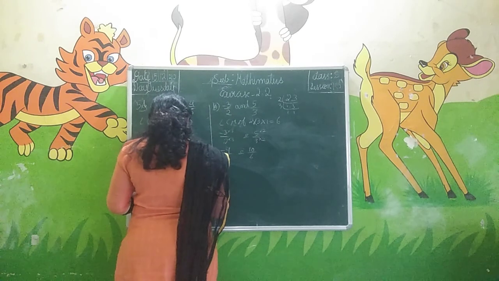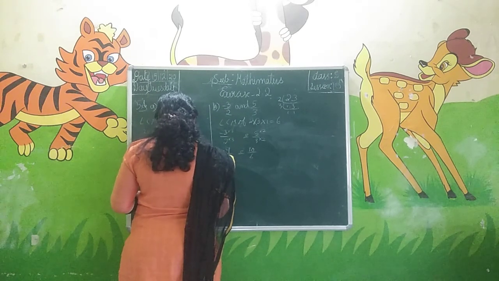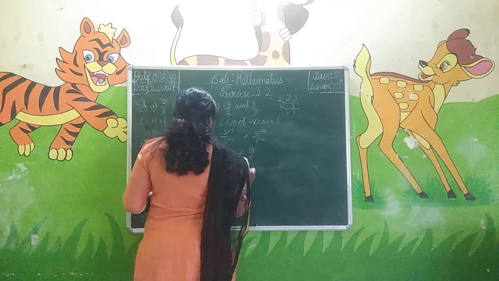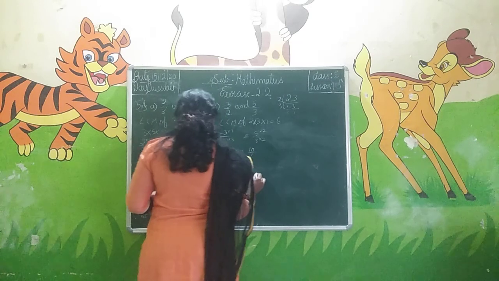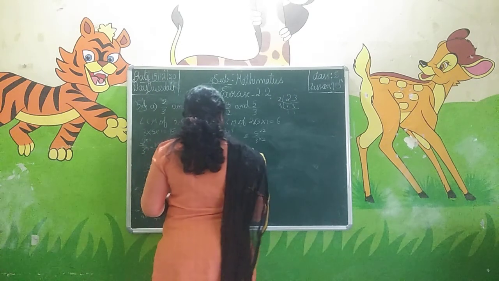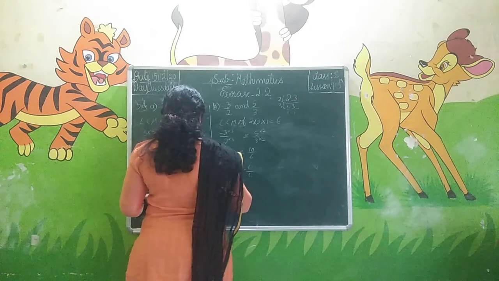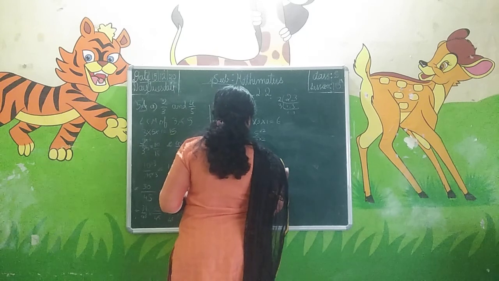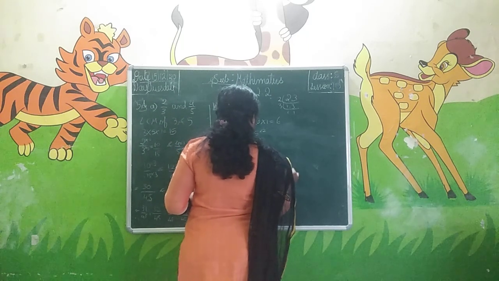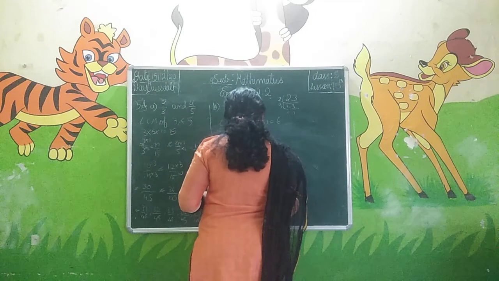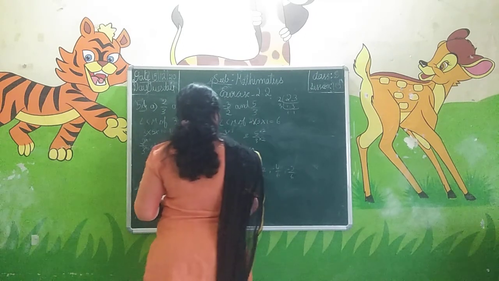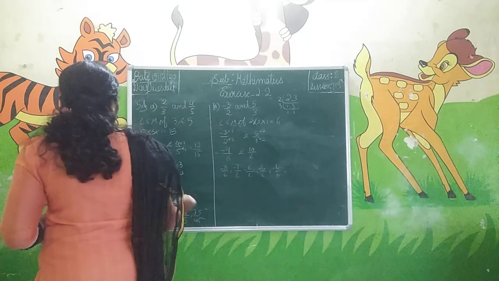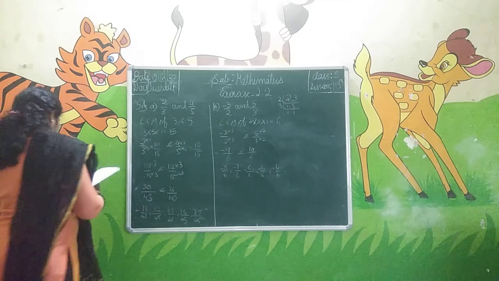So the 5 rational numbers are minus 8 by 6, minus 7 by 6, minus 6 by 6, minus 5 by 6, minus 4 by 6, minus 3 by 6. Okay students, these are the 5 rational numbers. Third one is homework for you.